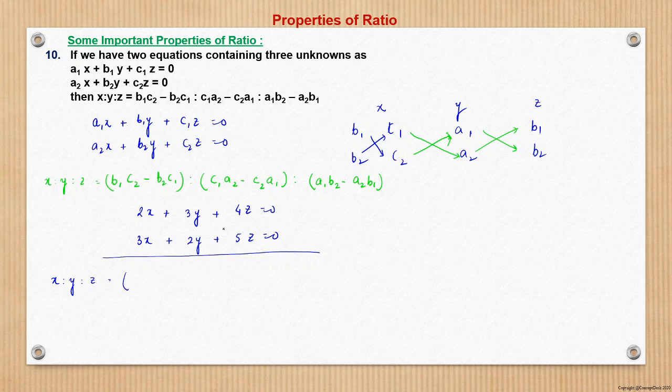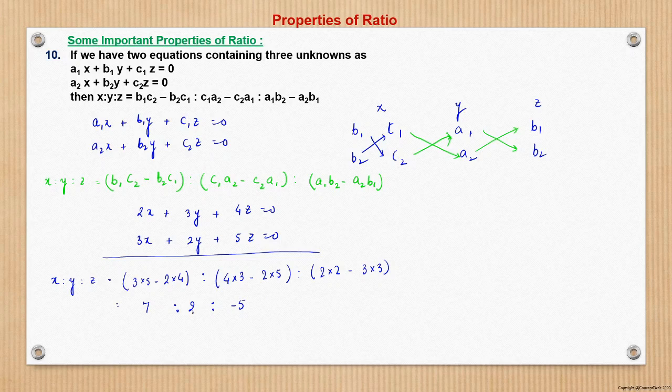For x, we cross multiply 3 into 5 minus 2 into 4. For y, we start from this side: 4 into 3 minus 2 into 5. And for z, the standard: 2 into 2 minus 3 into 3. We can write this as 15 minus 8 is 7, 12 minus 10 is 2, and here 4 minus 9 is minus 5.